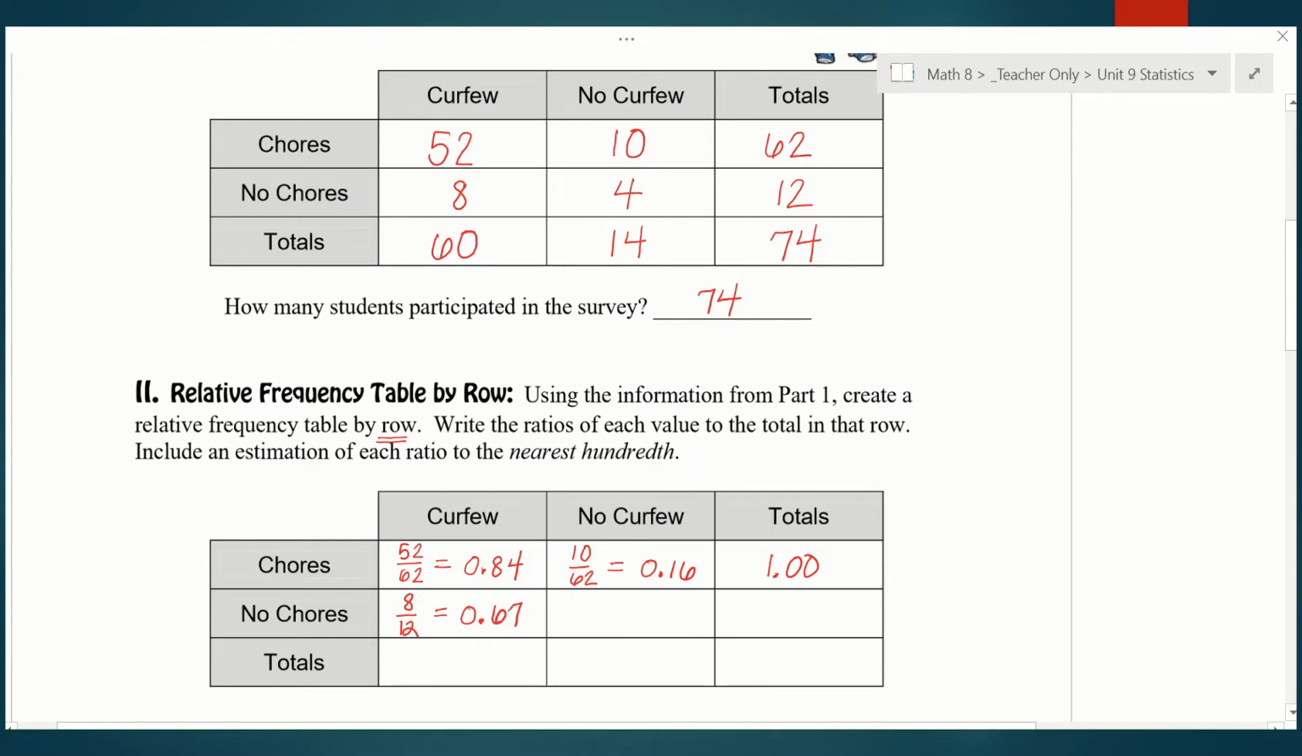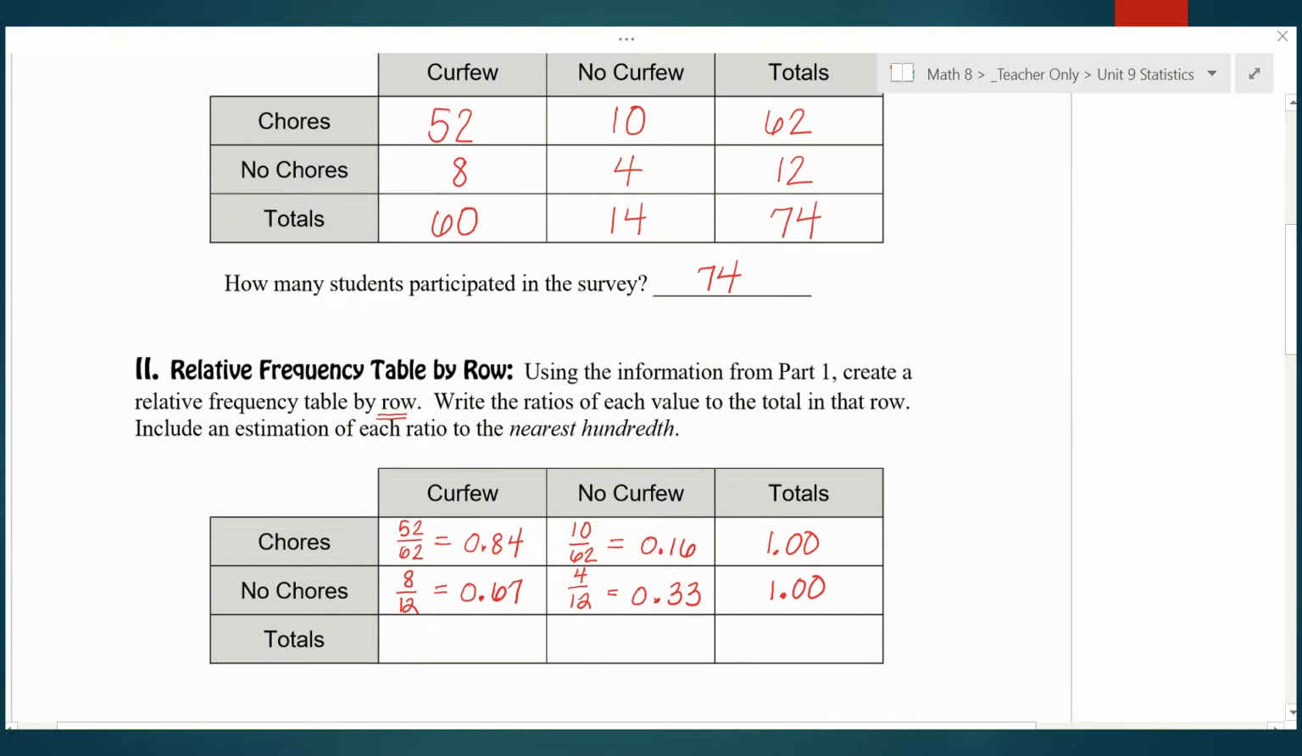There were 4 people who had no curfew and no chores, so 4 out of 12, which is 0.33. And again, if I add those together, I get one whole. So I know I did that correctly.